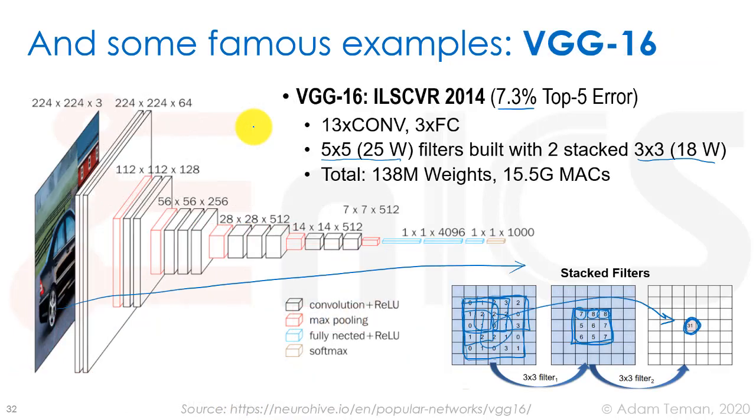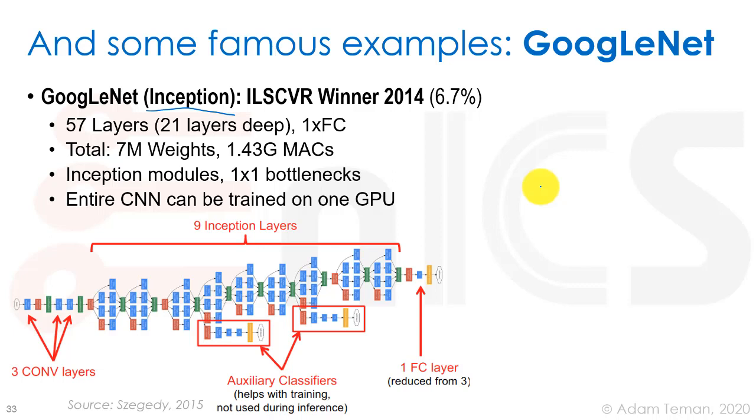Okay, so I just want to look back here a second. Here we had 138 million weights, and we had 15.5 gigamax. And you see that it was actually beaten out by a network that was much smaller, only 7 million weights and 1.5 billion max. Still, it's a lot of weights and a lot of max, but it was able to beat out VGG with fewer operations and less storage. How did it do it?